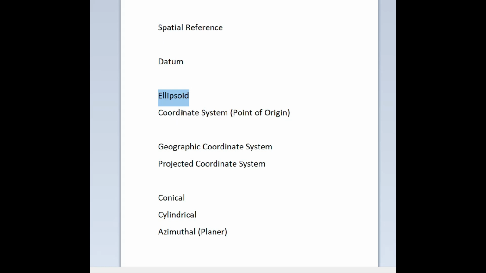We're going to focus a bit more on the second component of a datum. So remember, a datum has 2 components, an ellipsoid and a coordinate system. And so we're going to look a little bit more at the coordinate systems.